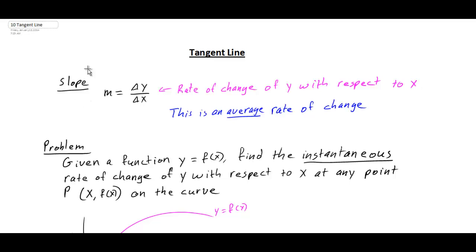Before we start, we want to recall the slope of a line. We know that delta y over delta x, or change in y over change in x, is the slope. More specifically, this is calculating the rate of change of y with respect to x, and when we find this rate of change, this is what we call an average rate of change. So for example, if we have a line here and we want to find this average rate of change, we're looking at the change in y over the change in x. So this is giving us an average rate of change.